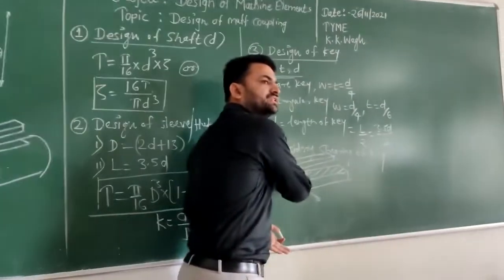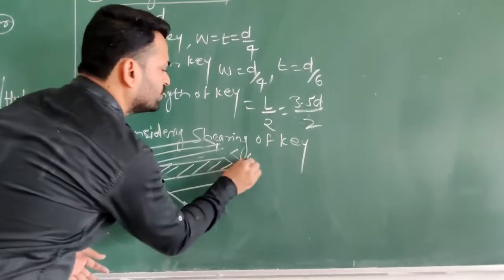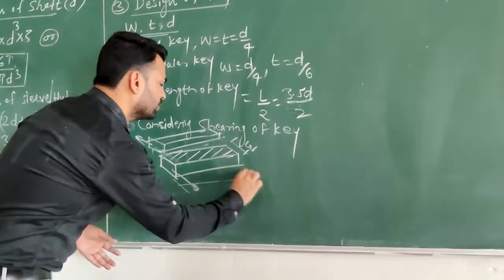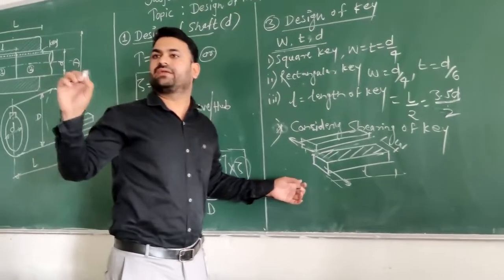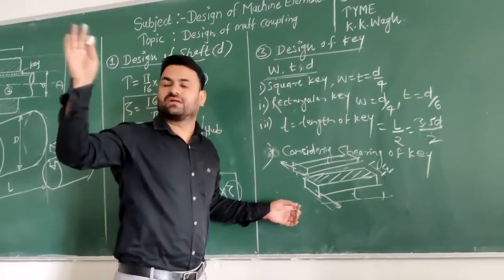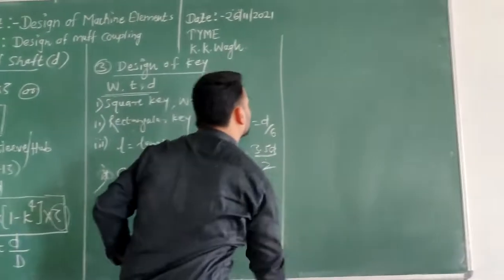So this is the shearing area. Here is equal to the width of the key, and here is equal to the length of the key. Okay. So considering which failure? Shear failure. Torque transmitted by the key will be equal to T.